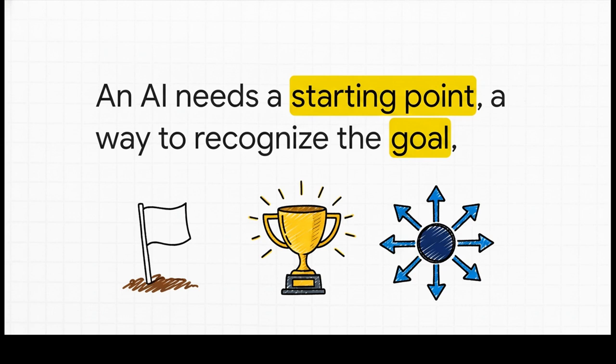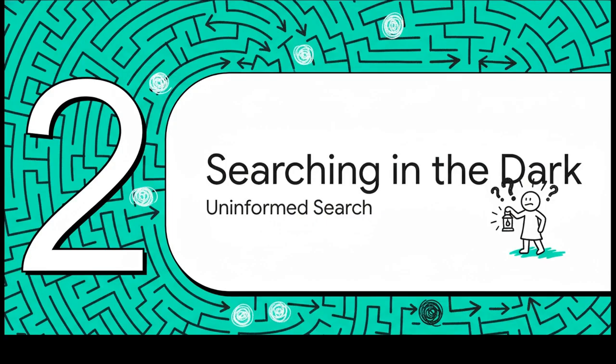Second, you need to know what you're looking for, a way to tell when you've actually found the solution. That's the goal test. And finally, it needs a rule book. It has to know all the possible moves it can make from wherever it is. Your course material calls this the successors function, or just SUX for short. All right, let's see how this actually plays out.